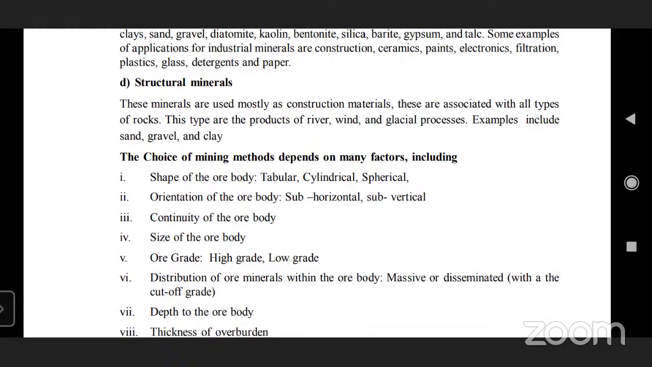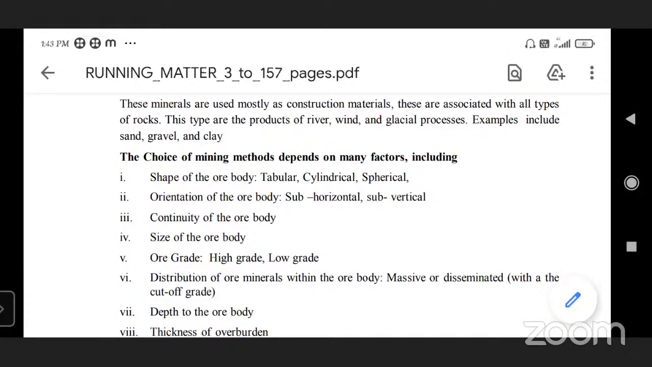So the shape of the ore body determines and decides the type of method which you are going to apply. It depends mostly on the shape of the ore body. So the ore body may be tabular, or cylindrical, or spherical. That depends upon the shape of the ore body.